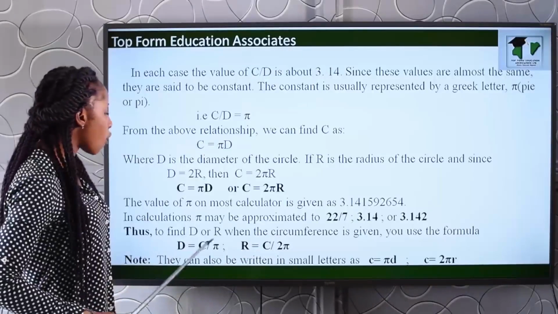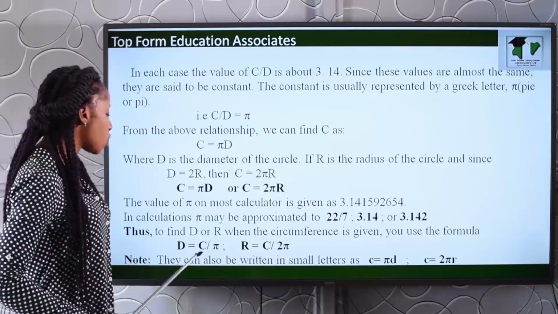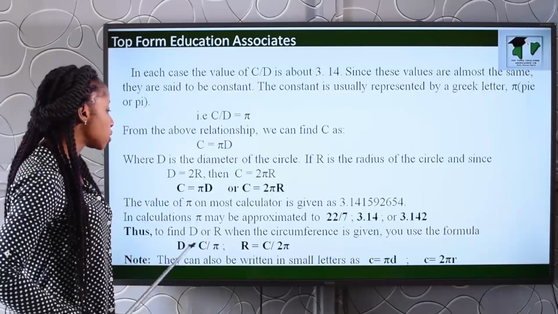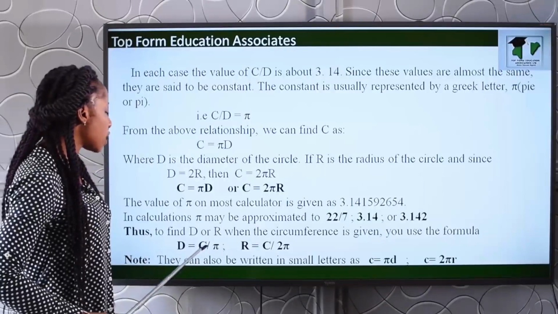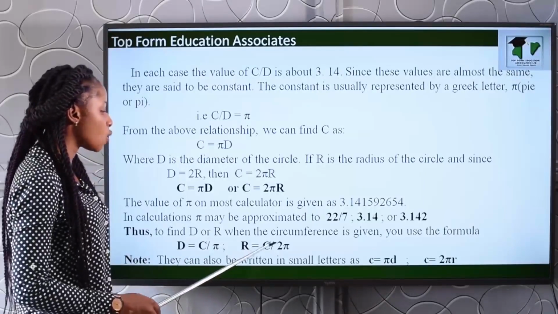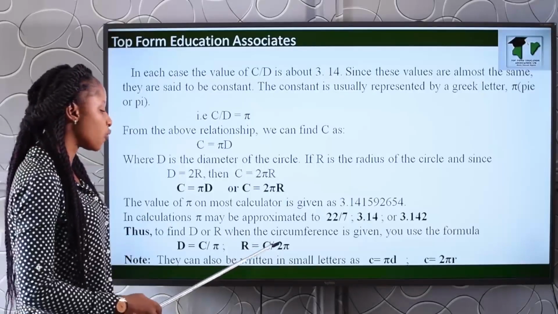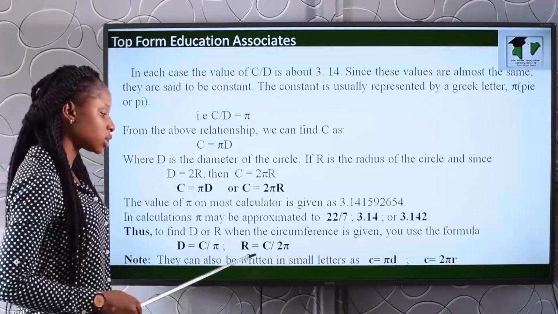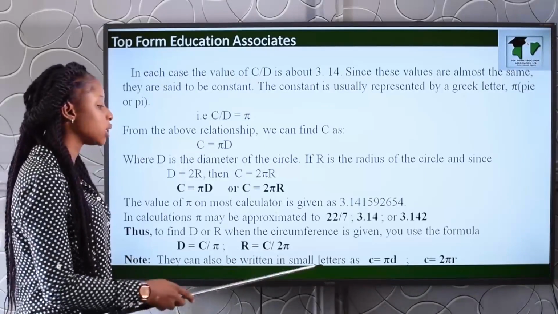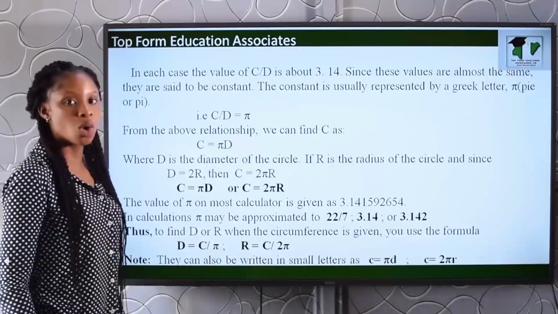Thus, to find the diameter or radius when the circumference is given, we will use the formula D equals C over pi. To get the diameter when the circumference is given, we use C over pi, and we can also use the formula R equals C over 2 pi. This is to get the radius, when the radius is not given. Note, they can also be written in small letters. So whenever you see this or this, it is still correct.